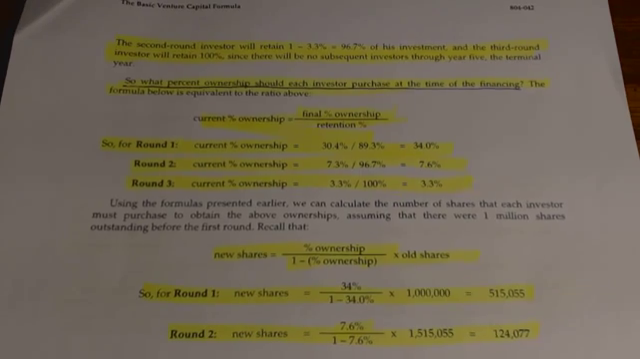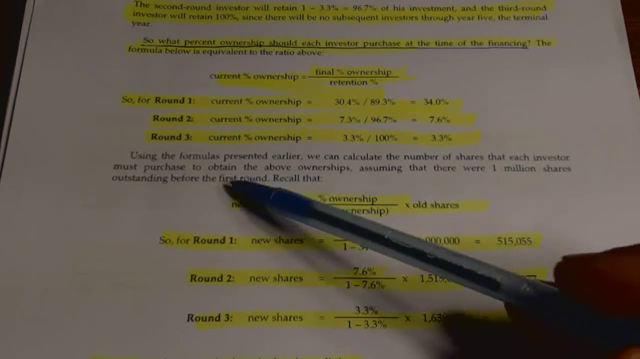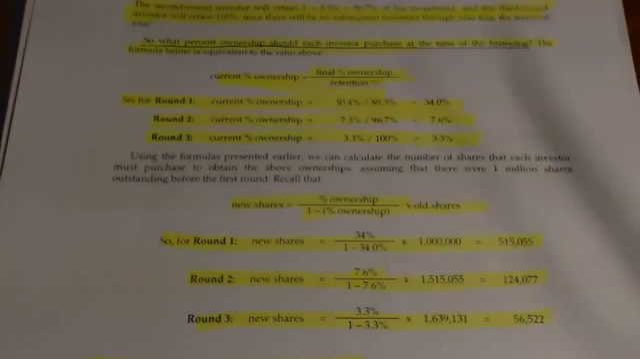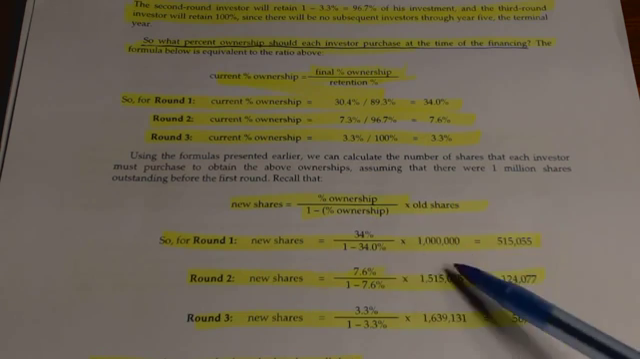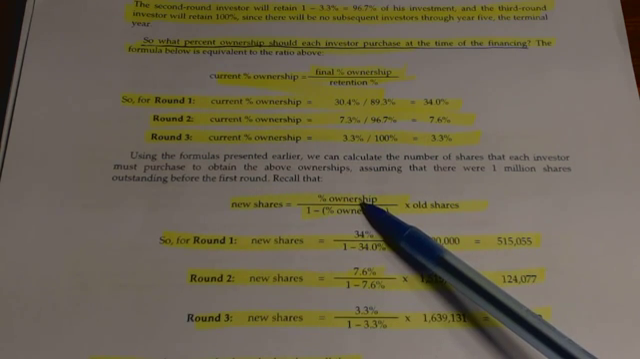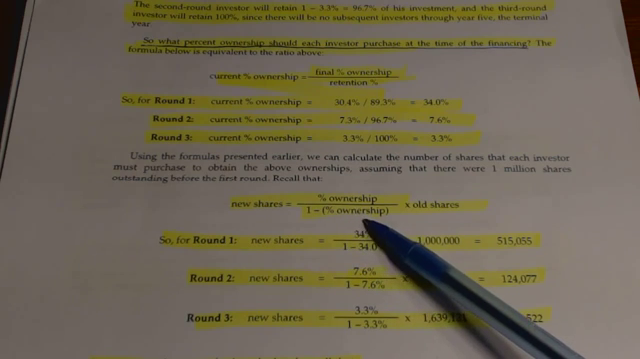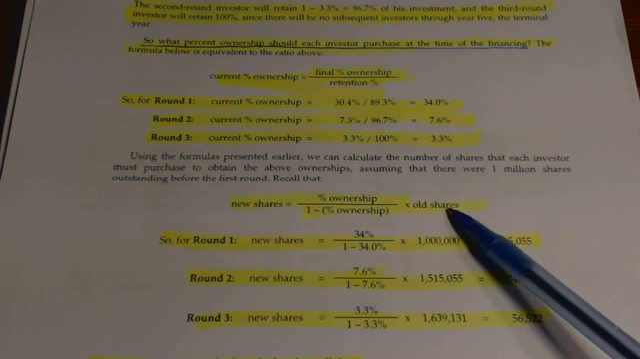Okay? So now they're saying, use the formulas presented earlier. We can calculate the number of shares that each investor must purchase to obtain the above percentages. So basically what you do is you take the percent of ownership that you want, 1 over 1 minus the percent of that ownership times the old number of shares. Now remember, this gets cumulative.